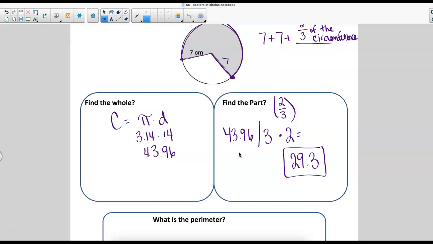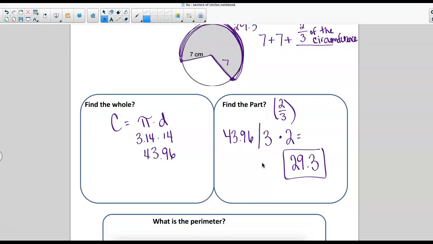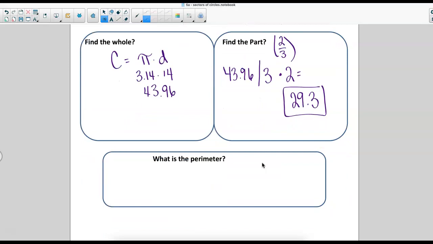Is that the perimeter around the shaded part? Is that the perimeter? No, remember, what we just found is this. So this part is 29.3. So if I want the perimeter, I want to go all the way around. So the perimeter is 7 plus 7 plus 29.3.